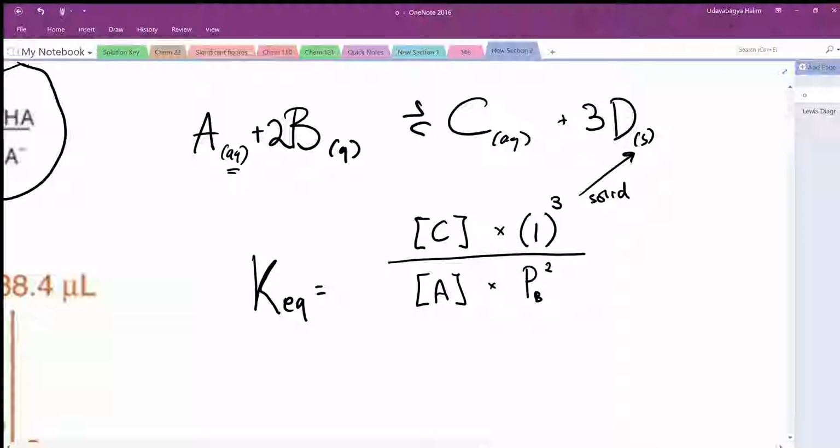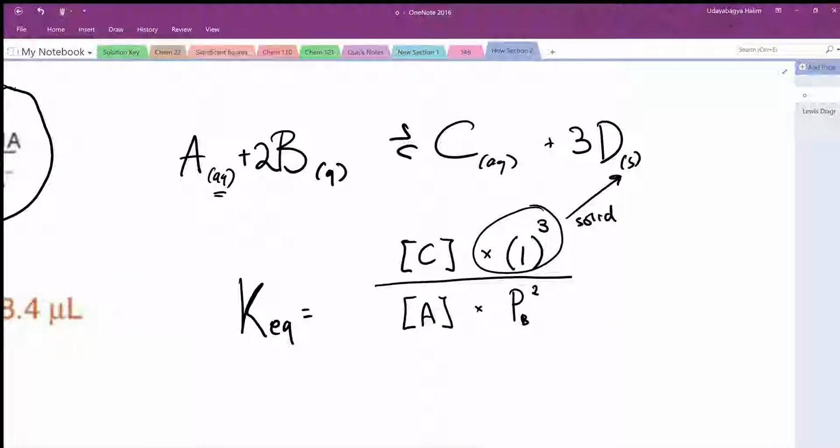And more or less, this is what you've written down so far, right, for your class. And you can simplify it: as long as you have a solid or liquid, it's going to be 1. So usually you kind of ignore them. So far so good? Yeah.